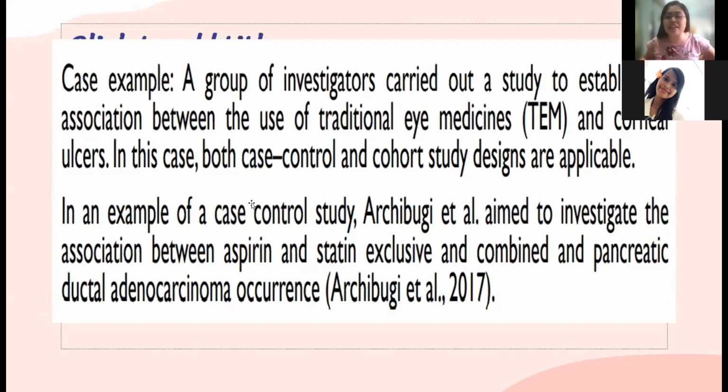and combined, and pancreatic ductal adenocarcinoma occurrence. So pancreatic ductal adenocarcinoma is a type of cancer, syempre, in the pancreas. So that will be your case. Yung mga taong nagkaroon ng carcinoma and then yung mga hindi nagkaroon ng carcinoma. And babalikan natin sa past whether they have exposure in the use of aspirin, of statins, whether they use it exclusively or gi-combine nila ang duha. So at the end of this study, the researcher have actually identified whether the aspirin and the statins are factors contributing to the development of this disease. Okay, that is the use of the case control design.